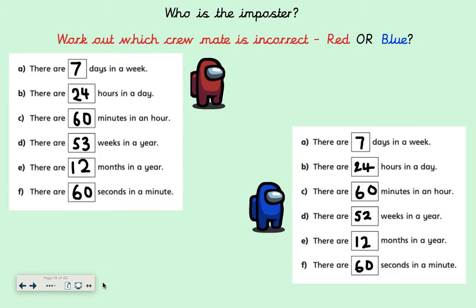Right, seeing as quite a few of you enjoyed finding this yesterday, I've brought back the two crewmates, the red and the blue crewmate, and I would like you to tell me who the imposter is today. Yesterday a lot of you sussed out which was the imposter, and now I would like you to find out which one is our imposter today. So we have red and we have blue. Can you tell me which one is incorrect? Pause the video, check the facts, and then write a little sentence for me explaining which one is incorrect.